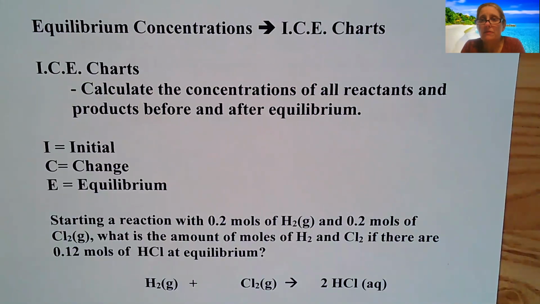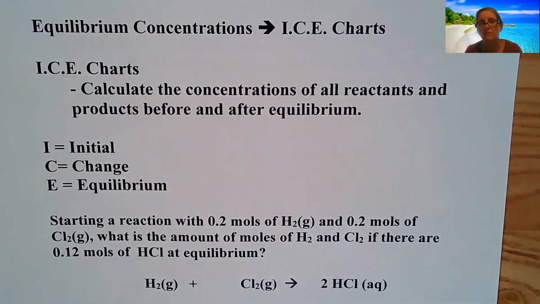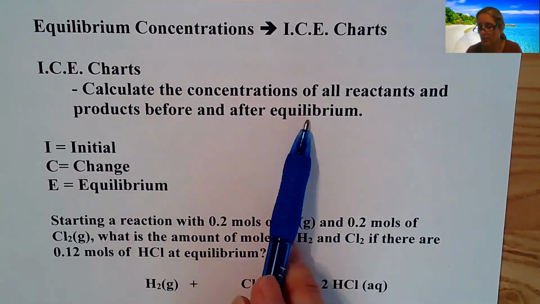And we've used some of this back in stoichiometry. So this is something that we have talked about first semester, but now we're going to really use it for what it really is. So we used to do before, change, and after. So we're just changing it to how it is normally taught in chemistry, having to do with equilibrium. So it is a way to calculate the concentration of all the reactants and products before and after equilibrium.